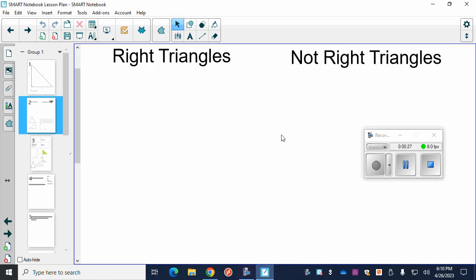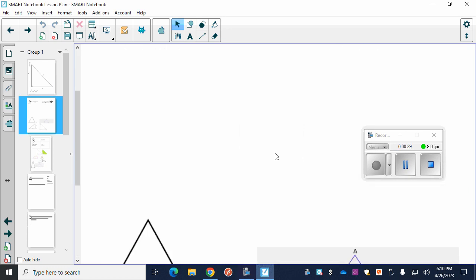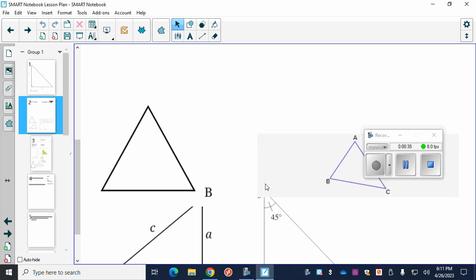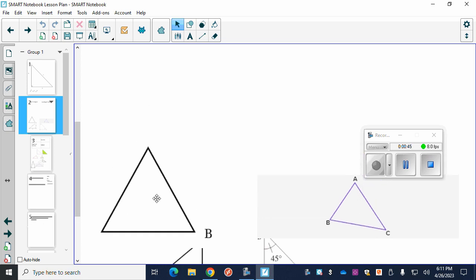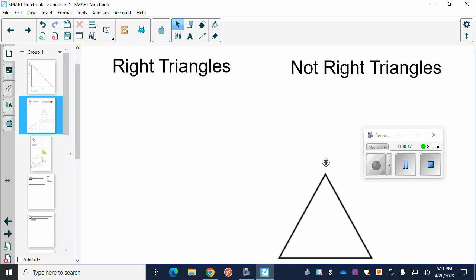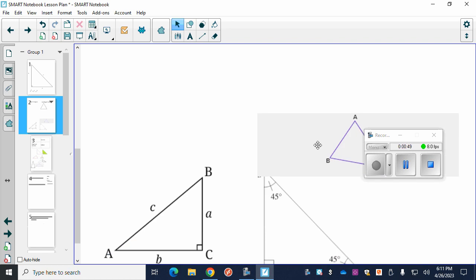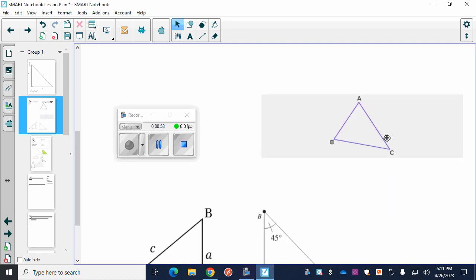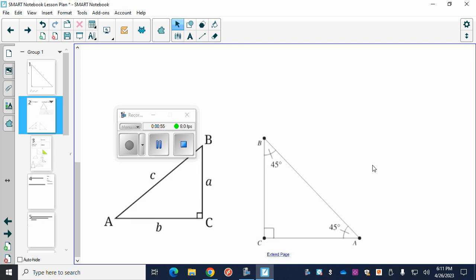So, now it says right triangles and not right triangles, and we have a bunch of triangles down here. So what we're going to do is sort these into right triangles and not right triangles. So this triangle, we have three sides, so it's a triangle, but we do not have two sides coming together to form a right angle. We do not have any square in one of our corners, so I'm going to say that that is a not right triangle. And I think we can see the same thing with this triangle. We have three sides, but no right angle, not a right triangle.